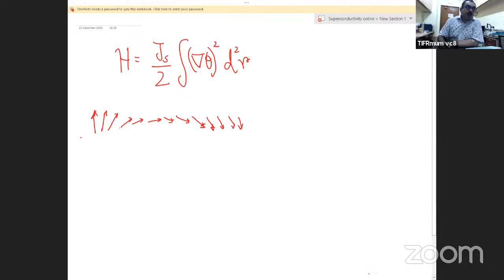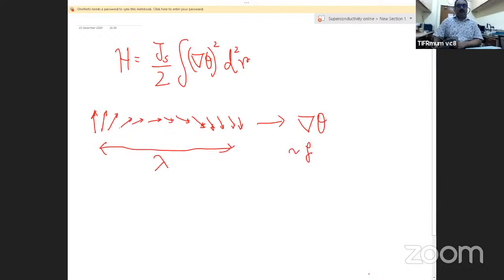Alright, so what we have dealt with so far is these long wavelength phase fluctuations. This will have a typical wavelength which is much larger than the lattice spacing. You might have a superposition of many wavelengths, so many K vectors, but that doesn't matter. These are still long wavelength objects. And in this long wavelength phase fluctuation, this quantity is finite everywhere.